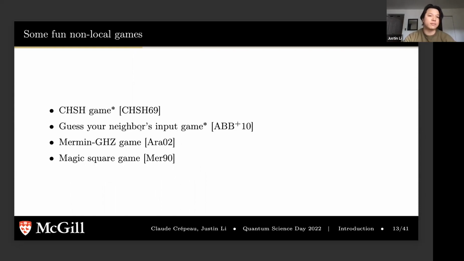And here's a list of some other specific non-local games that I found. For example, the CHSH game, the Guess Your Neighbor's Input game, the Mermin-GHZ game, and Magic Square games. I put an asterisk on the first 2 games because these 2 games don't have a quantum winning strategy, meaning that the quantum value of those 2 games is not 1. But if the players can share the so-called PR box, which is a non-local resource, they can win the game. Whereas for the third and fourth games, there's a quantum winning strategy, so if they share the proper quantum state, they can win the game 100% of the time.